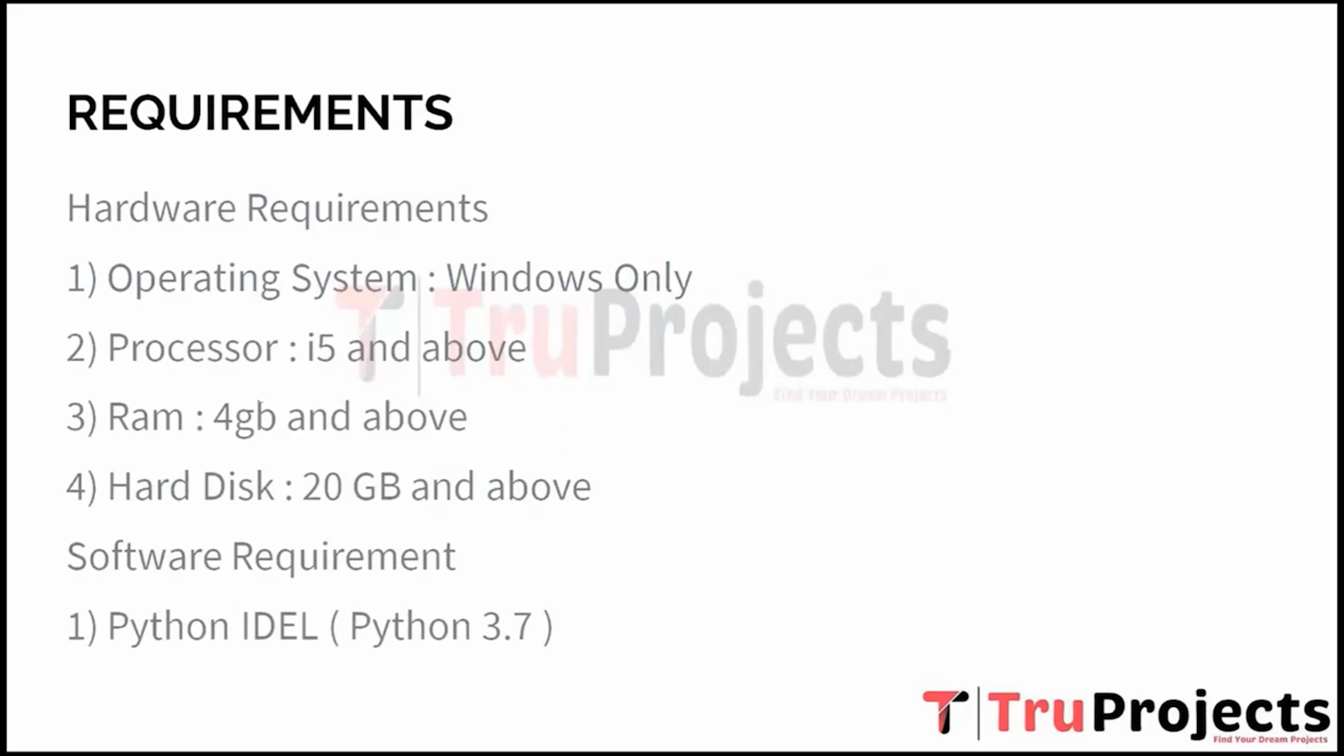Now coming to the requirements part, we have two types of requirements, that are hardware requirements and software requirements. In hardware requirements, operating system as Windows is required, processor i5 and above, minimum 4 GB of RAM is required, hard disk 20 GB and above. Coming to the software requirement part, Python IDLE, that is 3.7 version, is required.